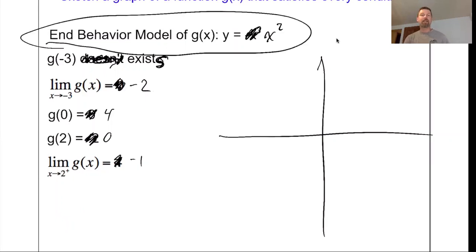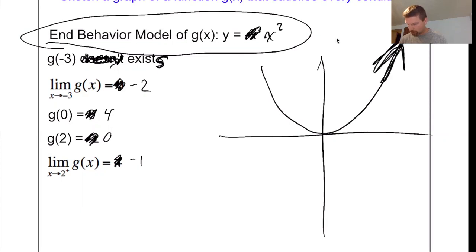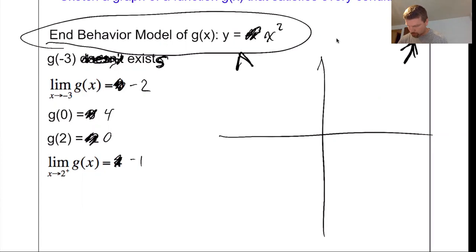All right, so start with my end behavior model. End behavior model is x squared. That means I know my left and right: here's x squared. I know my right-hand side is going to look like this, and I know my left-hand side is going to look like this, right? Because that's what x squared looks like. So first thing I'm going to do is say, all right, that's my end behavior model. I know the right-hand side goes up, and the left-hand side goes up, just like x squared does. All right, that checks this off.